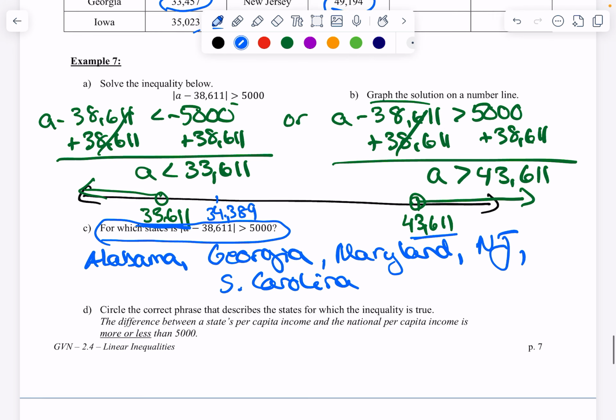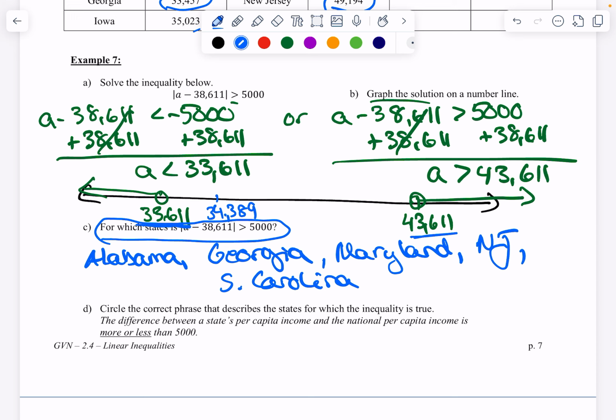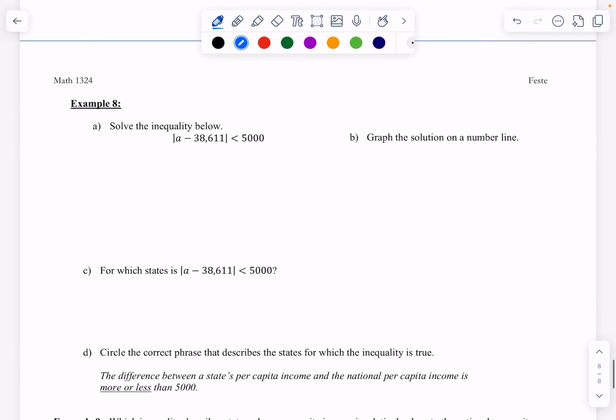Now, circle the correct phrase that describes the states for which the inequality is true. The difference between a state's per capita income and national per capita income is it more or less than 5,000? Now notice the difference. So the difference is more than 5,000 because it is greater than. Okay, let's move on to the next example.